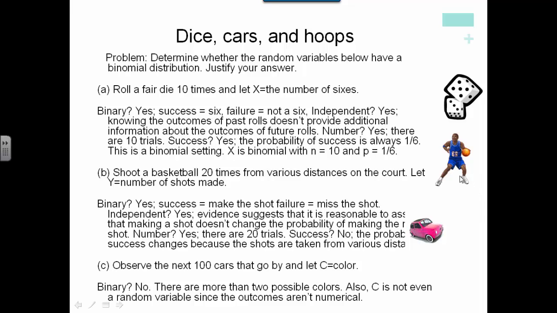Shoot a basketball 20 times from various distances. Let Y equal the number of shots made. Binary? Yes. Independent? Yes. Is a number of trials given? Yes, 20 trials. And success? No. The probability of success changes because the shots are taken from various distances. Next, look at the next 100 cars that go by, and let's see the colors. Binary? No, there are more than two possible colors, so this is not even a random variable since the outcomes aren't numerical.